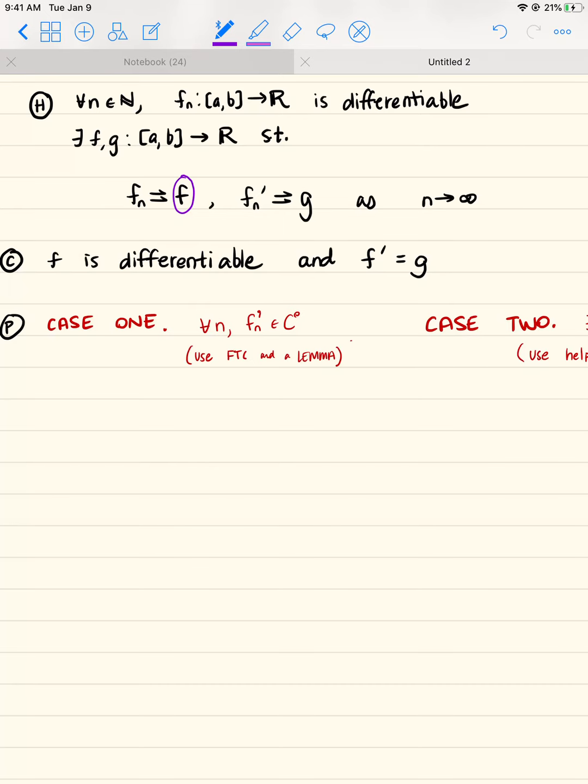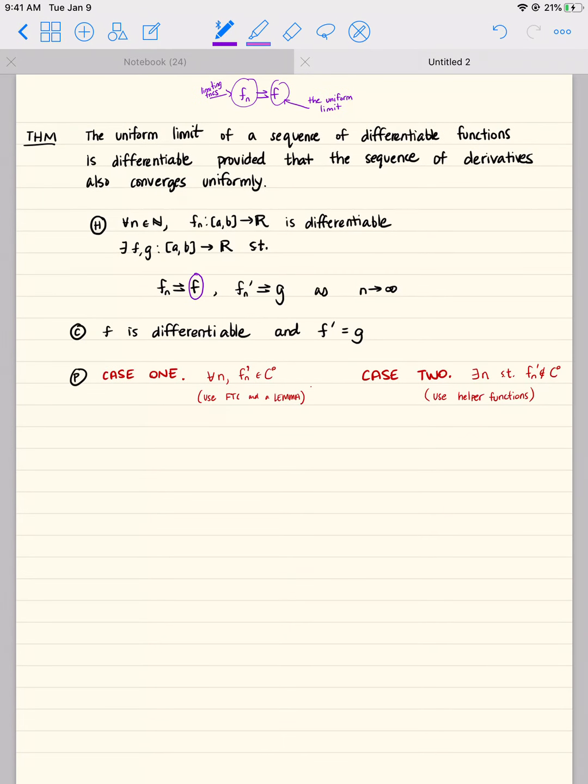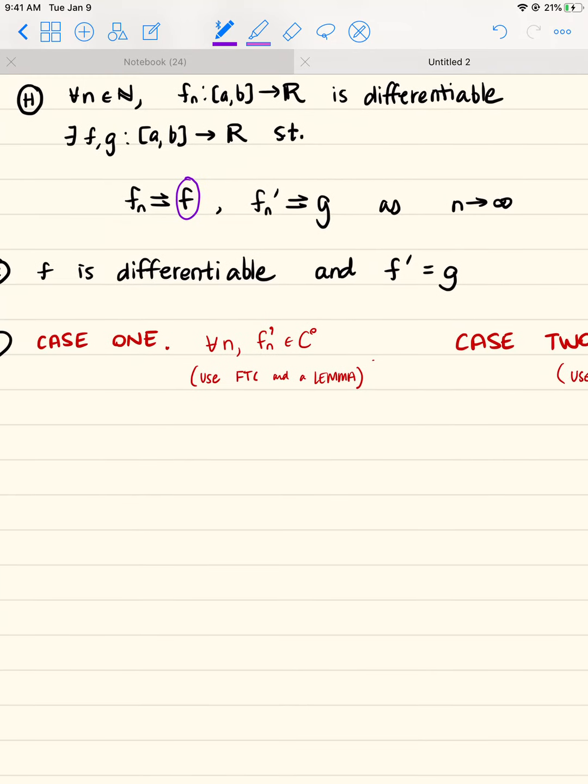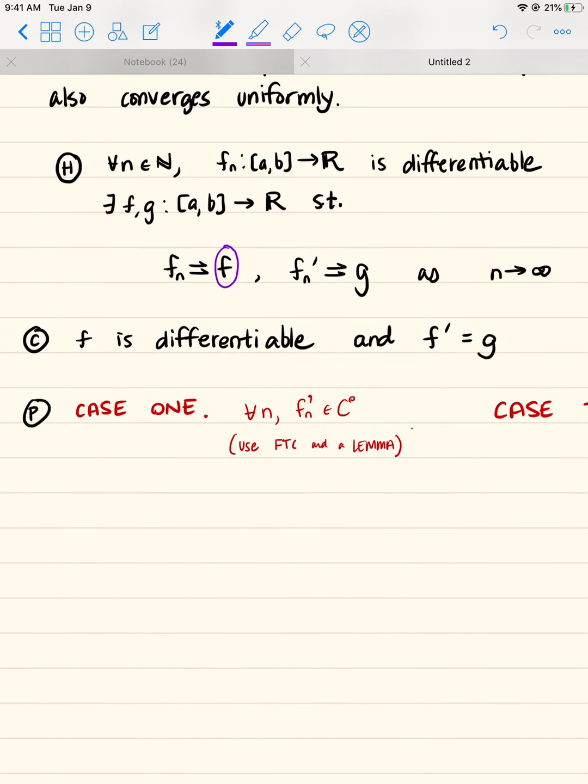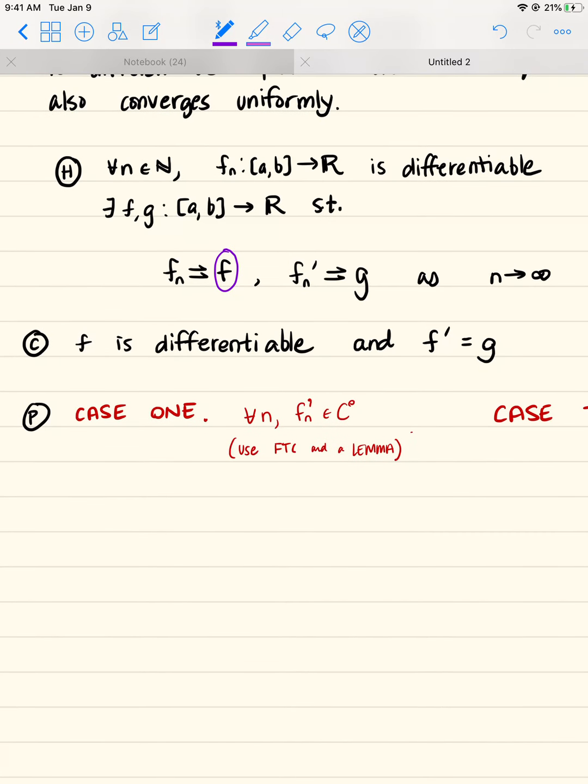Okay. So to prove this, we actually split it up into two cases. Case one is a very specific case, and case two is a more general case. So for case one, we're going to assume that all of our derivatives are in fact continuous. And now doing this, we're going to prove that that limit function, the uniform limit, is differentiable, right? And we're going to do it using the fundamental theorem of calculus and a lemma.